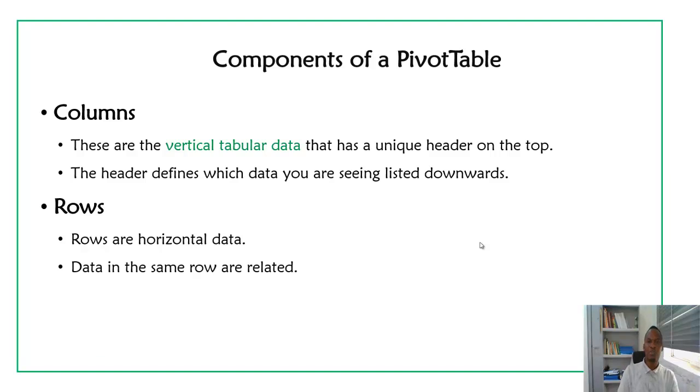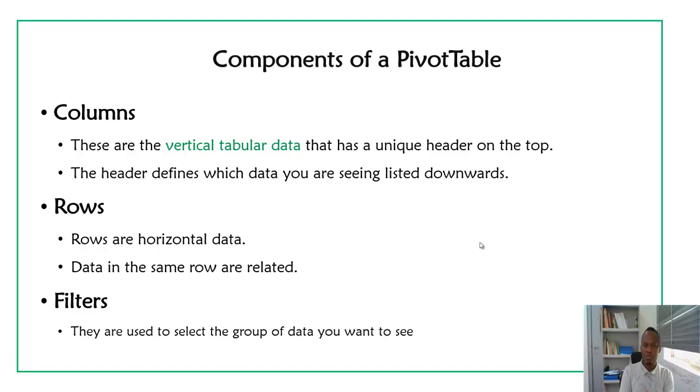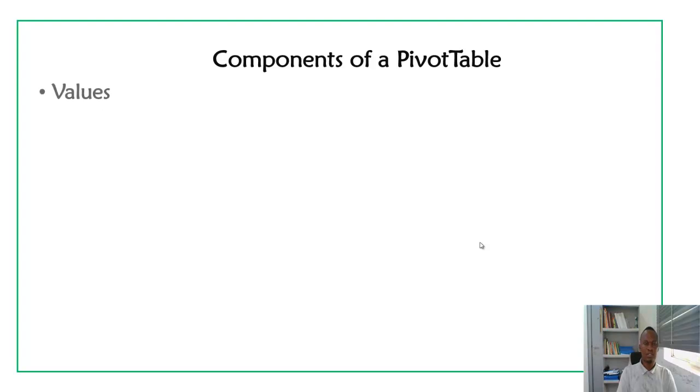Now, data in the same row are related. Data in a row are called records, while data in a column are called fields. Now, our pivot table also makes use of filters. Filters are used to select the group of data you want to see. You know, you are dealing with a large data set, so you use a filter to determine the group of data you want to see.